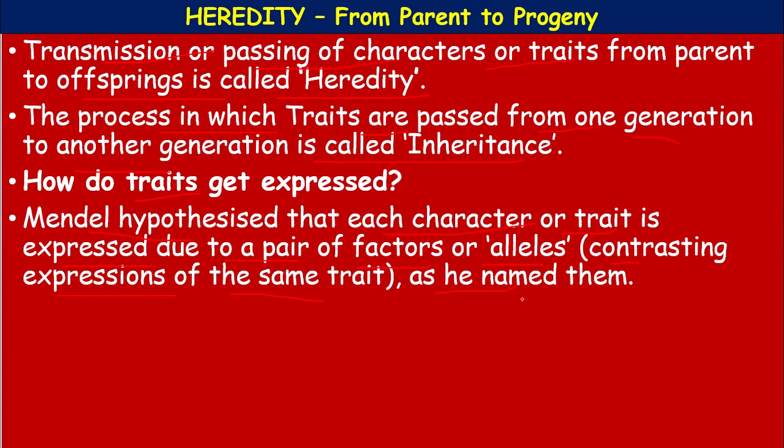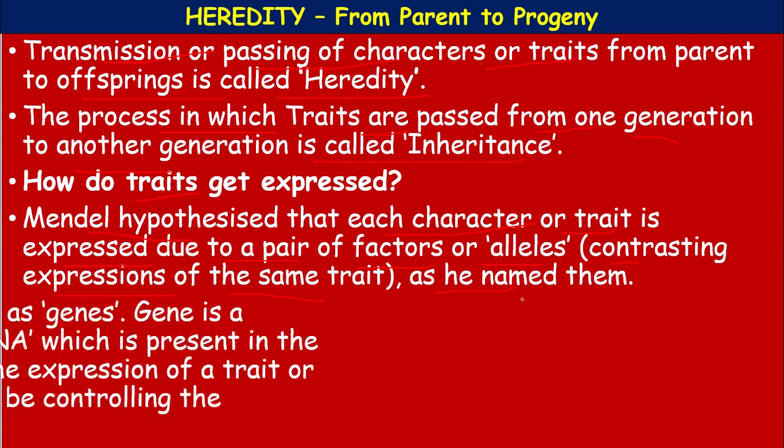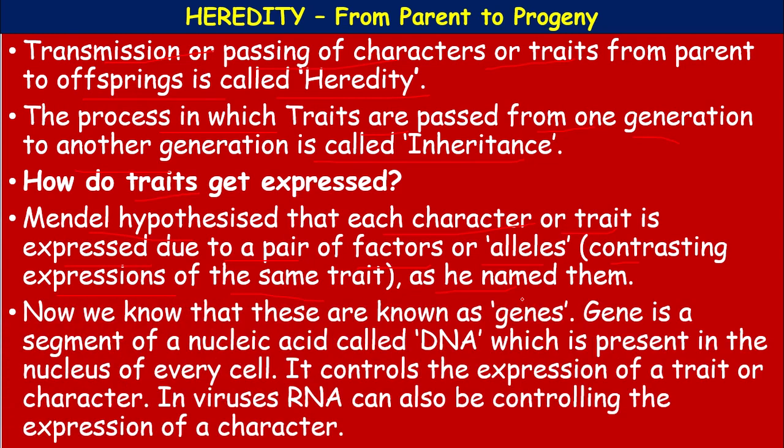A pair of contrasting characters he has taken and observed how they are transferred from one generation to another: F1, F2, F3, the first filial generation, second filial generation, third filial generation. So, now we know that these are known as genes. Genes are called the vehicles of heredity.